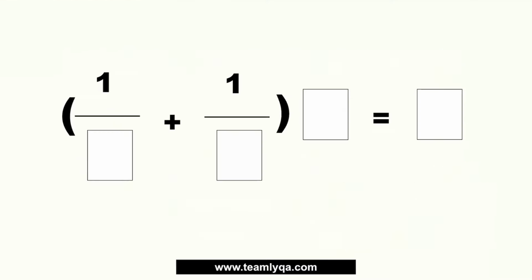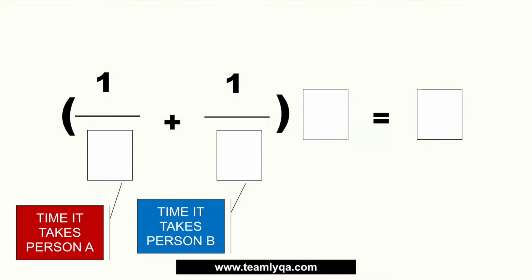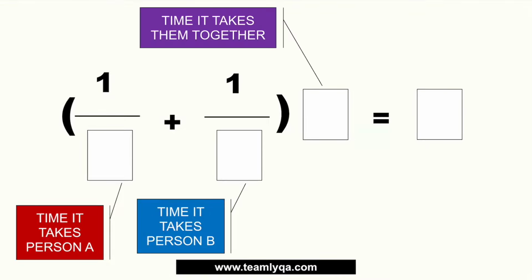Just a quick recap dun sa ating formula. Again, ang breakdown niya ng ibig sabihin yan. The first box right here, ito yung time it takes person A. Ito yung time it takes person B. Dito natin siya lalagay. Ito yung time na magkasama sila. And the reason why I put up a box like this dito, kasi inaabang na natin yan for this video. We're talking about the job.